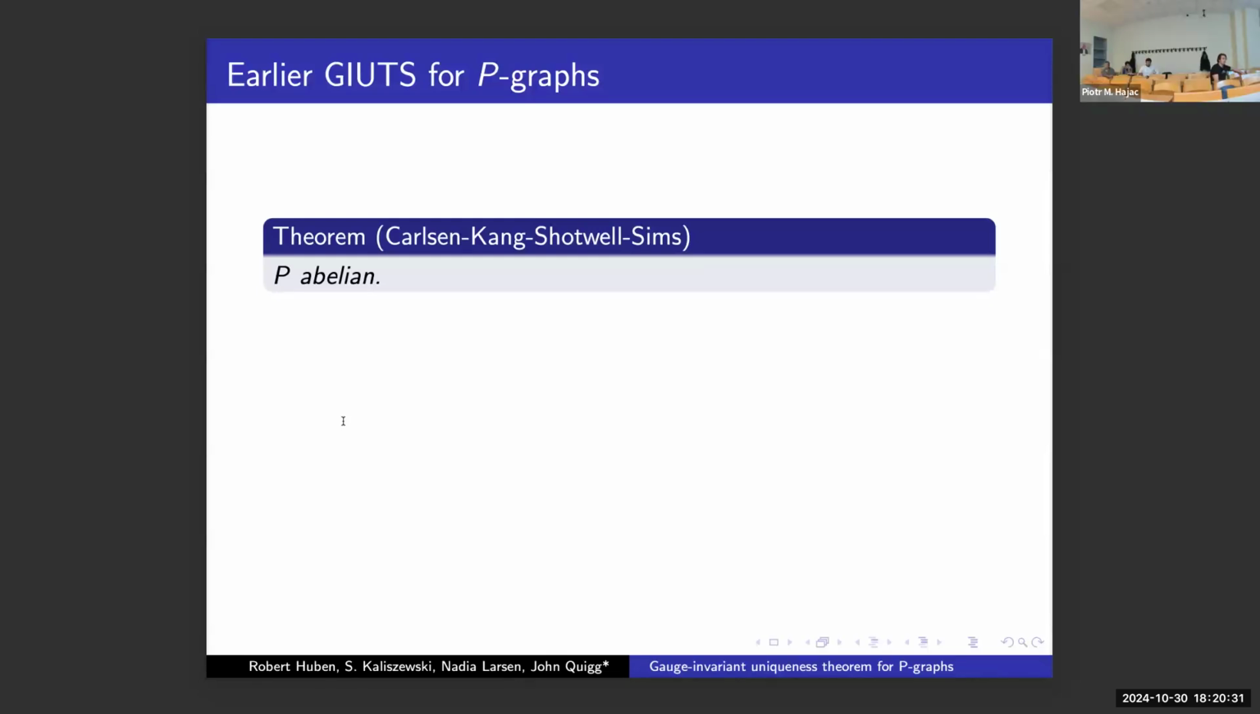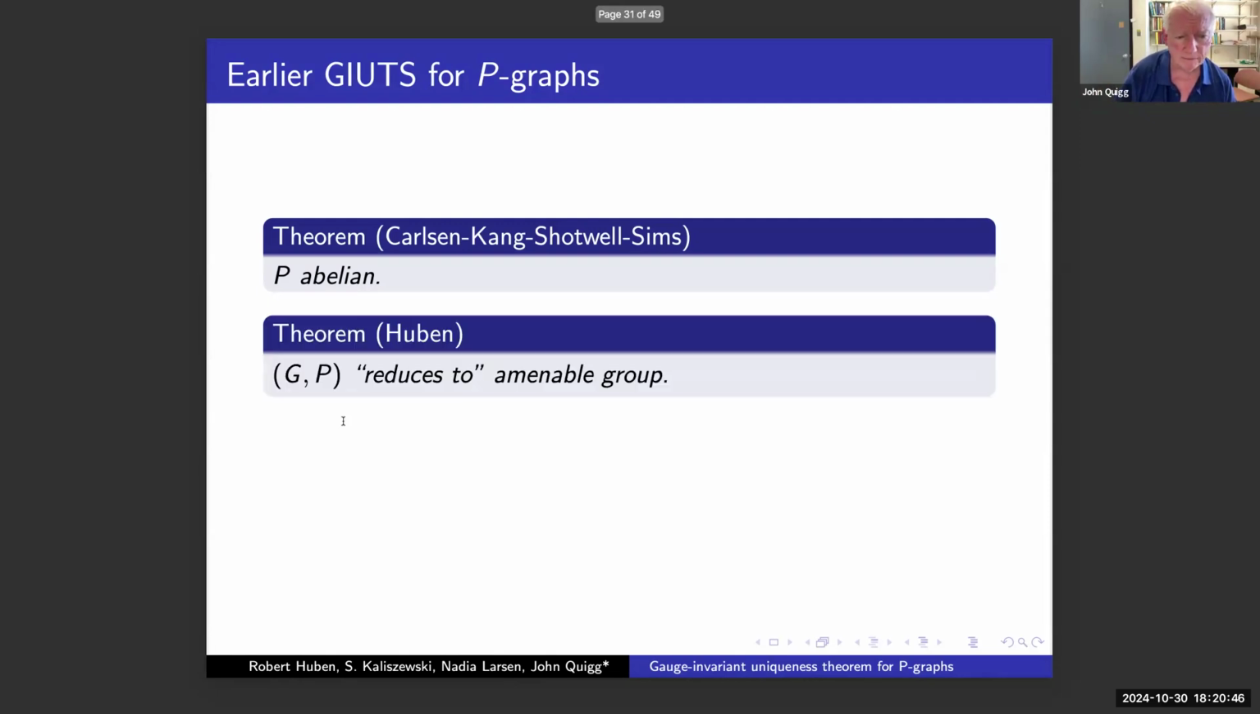Okay. Now, again, nothing is completely original except what von Neumann did. There are earlier versions for P-graphs. Carlsen, Kang, Shotwell, and Sims did it when P is abelian. And then there was no need for coactions because it's an abelian group. Yeah, P is abelian, so the group G is abelian. It has a dual group and so on.